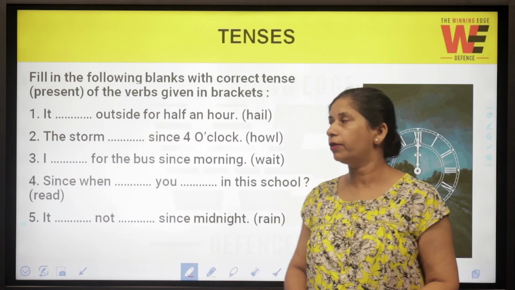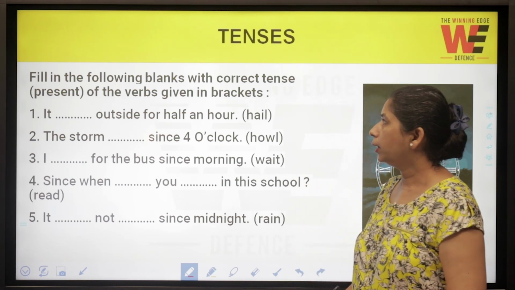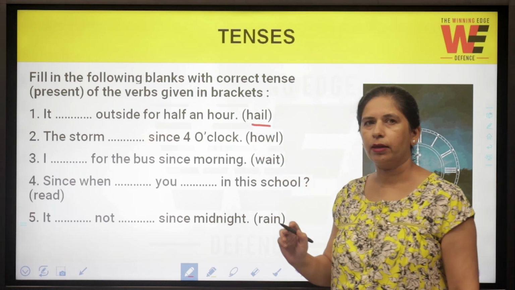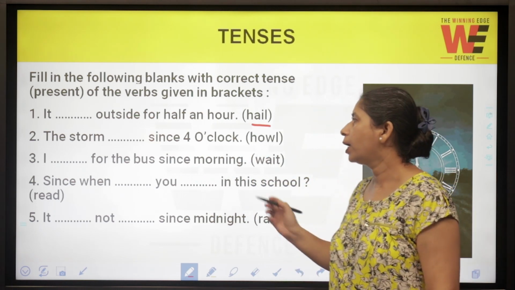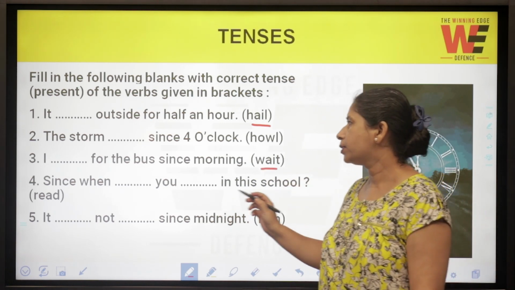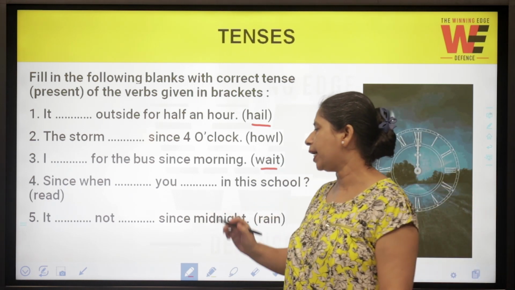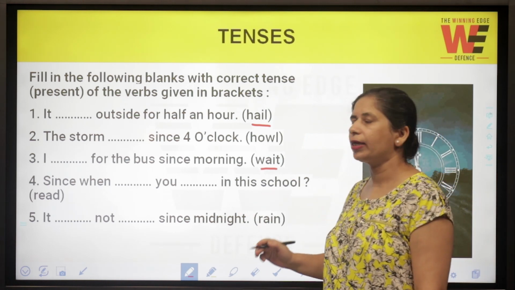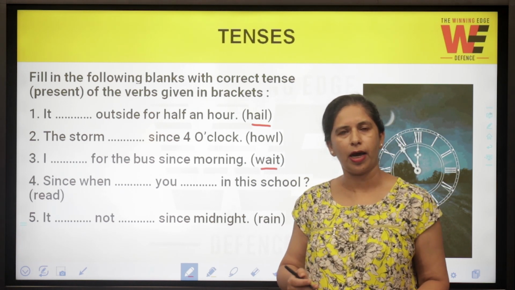Now children, let's practice a few questions based on present perfect continuous tense. Okay. It dash outside for half an hour. The verb given is hail. Then the storm dash since 4 o'clock. The verb given is howl. I dash for the bus since morning. The verb given is wait. Since when dash you dash in the school? The verb given is read. And it dash not dash since midnight. The verb given is rain. So try to quickly solve these questions and let me know in the chat window the answers, and then I'll be sharing the answers.